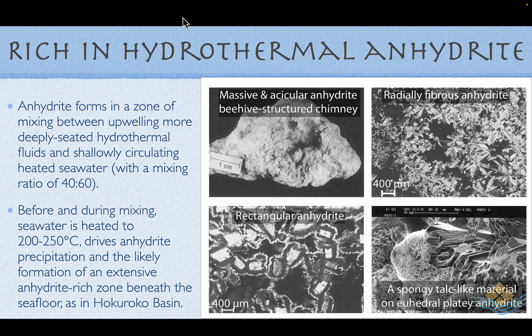If we look at the various forms of anhydrite, there's a range of structures. We can see it has what's called a beehive texture, an open vesicular texture, up into massive textures. A lot of the anhydrite, because it's growing from point nucleation, is radially fibrous. But we can also see some rectangular anhydrite, coarser rectangular anhydrite forming. And we also are forming an orthogenic clay, a talc-like material, which is coating some of the euhedral platy anhydrite. That talc-like material, it's kerolite.